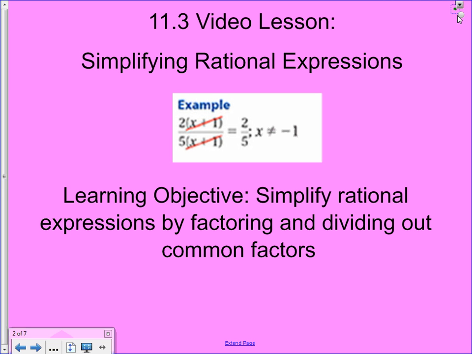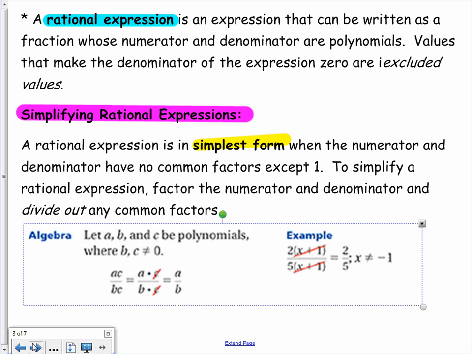Okay, welcome to video lesson 11.3 on simplifying rational expressions. In this section, we're going to have to utilize what we've learned in the previous chapters about factoring to be able to simplify the rational expressions by factoring and then divide out the common factors.